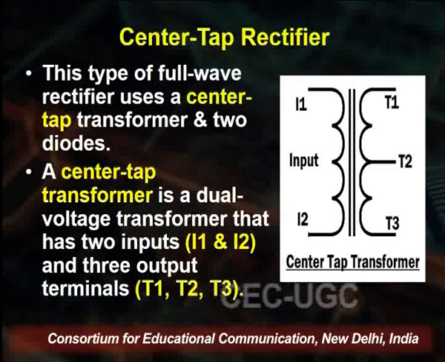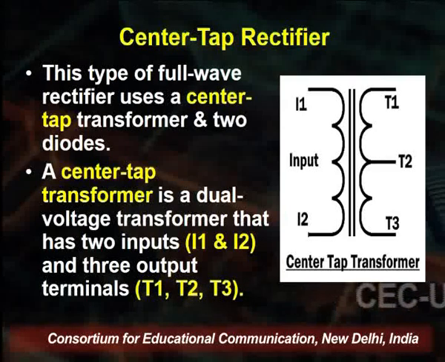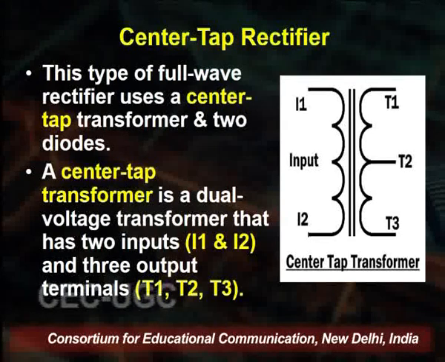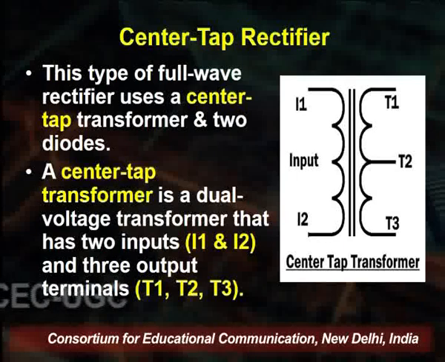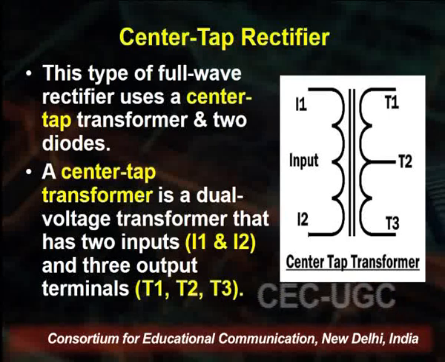A center tap transformer is a dual voltage transformer. Here you see that it has the two inputs I1 and I2, and the three output terminals T1, T2 and T3. So a center tap rectifier contains two diodes and one center tap transformer.